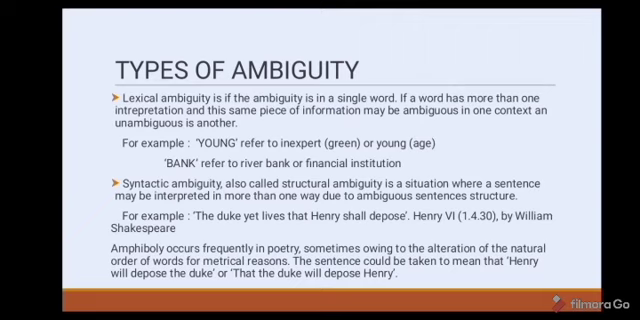Syntactic ambiguity, also called structural ambiguity, is a situation where a sentence may be interpreted in more than one way due to ambiguous sentence structure. For example, "Do yet live that Harry shall depose." William Shakespeare. Ambiguity occurs frequently in poetry, sometimes owing to the alteration of the natural order of words for metrical reasons. The sentence could be taken to mean that Henry will depose the Duke or that the Duke will depose Henry.